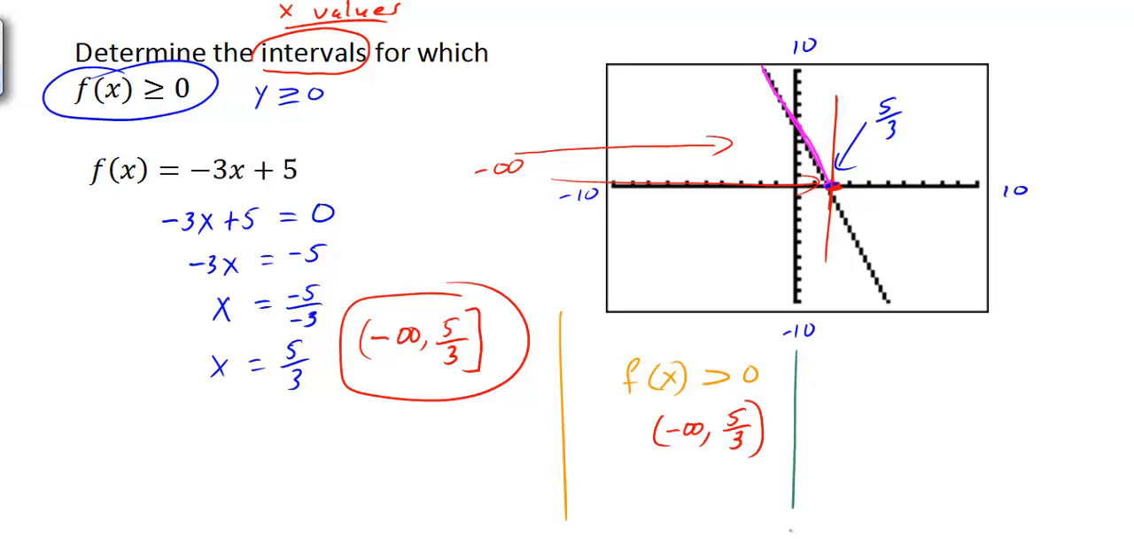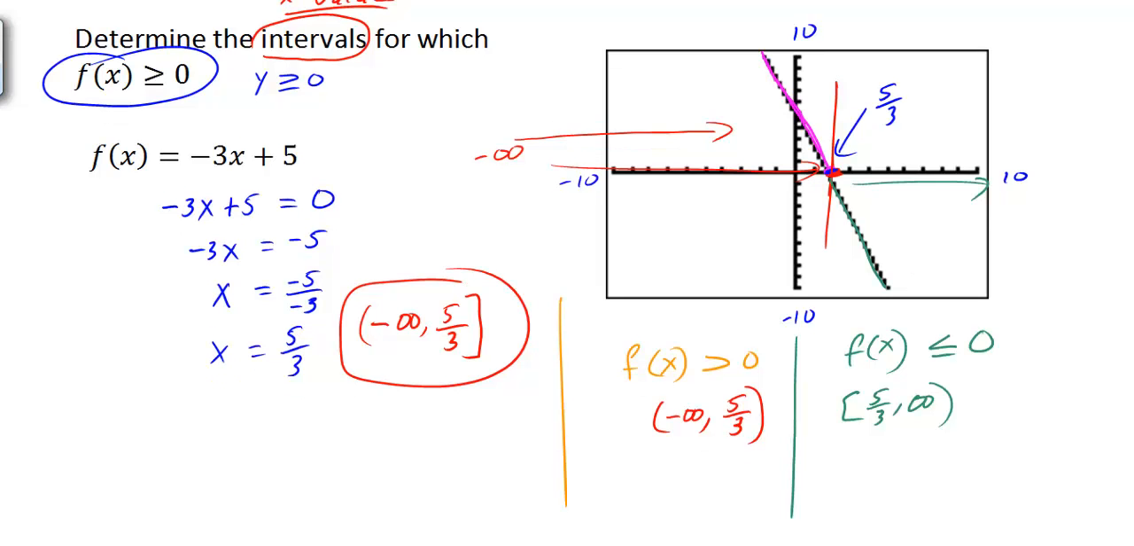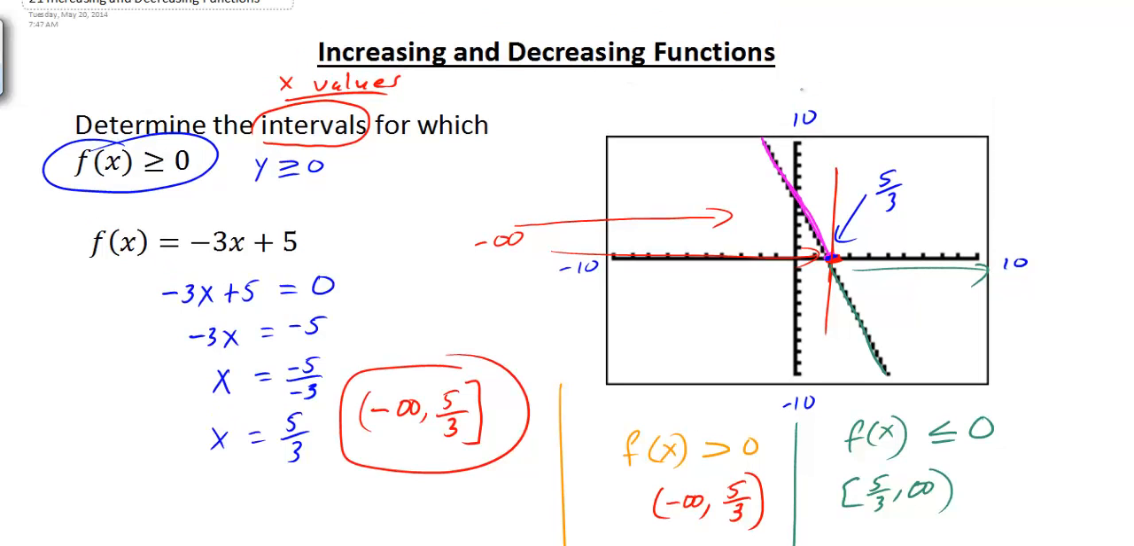And if I looked at another example here, same problem, if I would have said we want to find where the function f of x is less than or equal to 0, well, then that's looking below, so that would start at 5/3, and again, because it's equal, we would put a bracket on 5/3, and then all the way over here to infinity would represent the graph being below the x-axis. So that's where the function is less than or equal to 0. All right, now, for the rest of this video, we're going to look at finding increasing and decreasing functions.